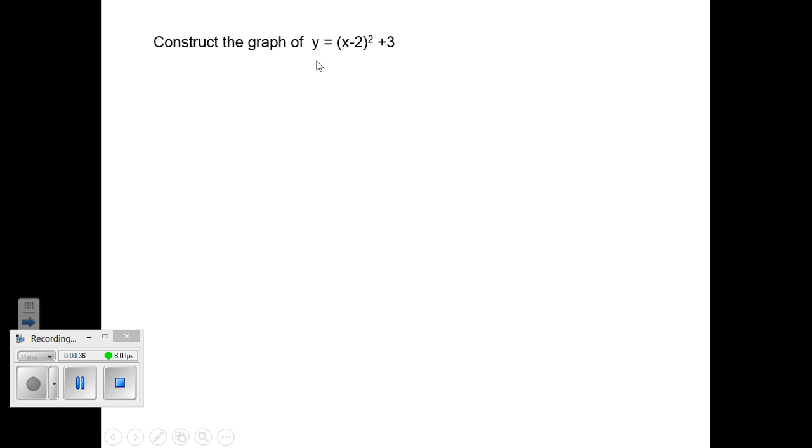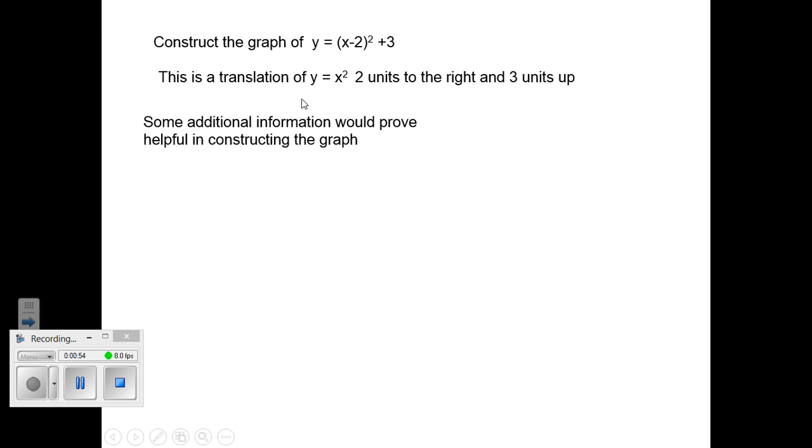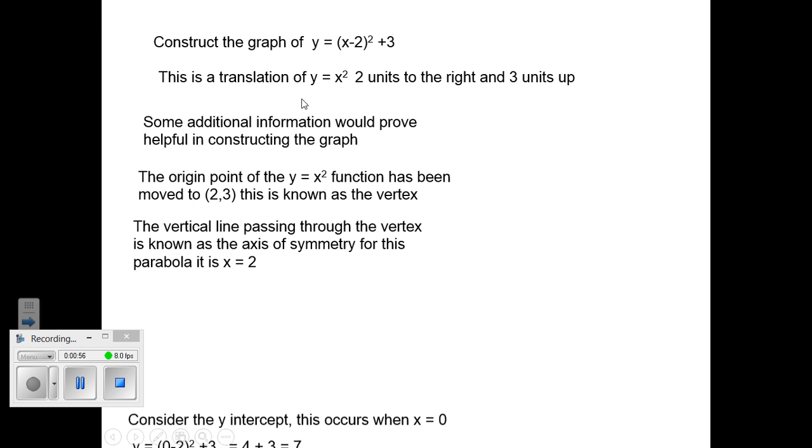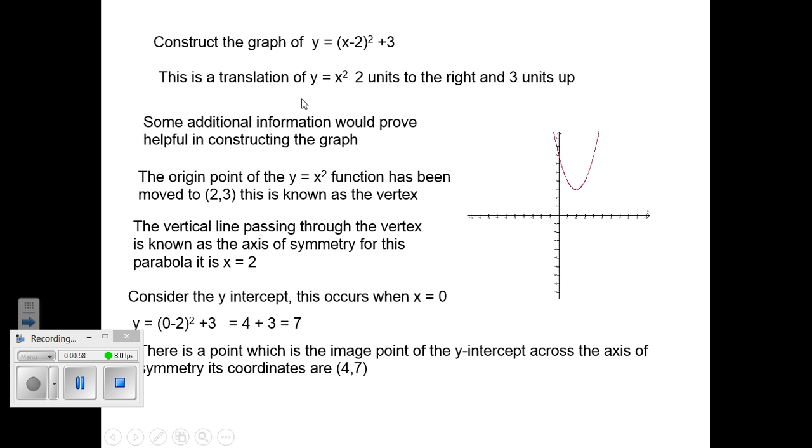This is, as you should identify, in the vertex form. Vertex is (2, 3). And that is to imply it's a simple translation of y equals x squared, which we all know what it looks like, 2 units to the right and 3 units up. Okay? That alone will illustrate the following graph. So here it is. Okay? Depending upon the accuracy of the graph, you might be happy with that.